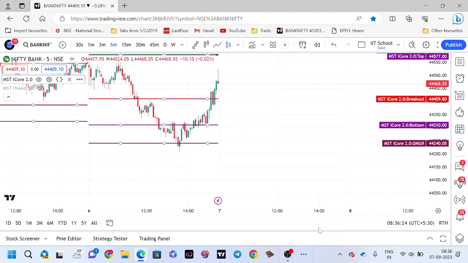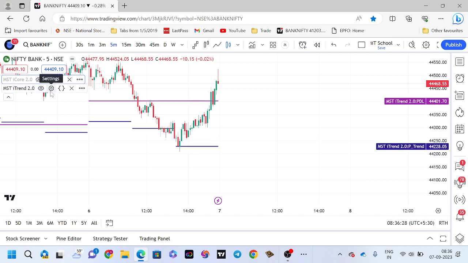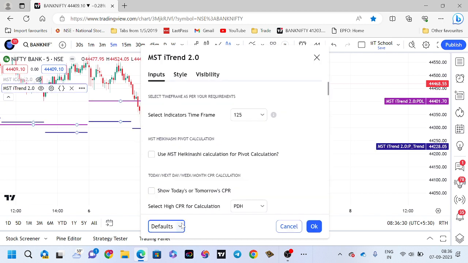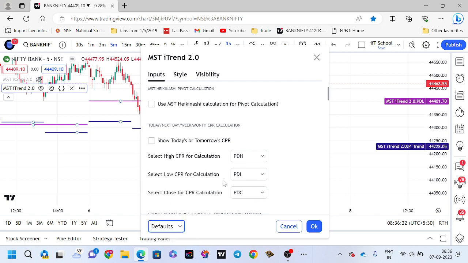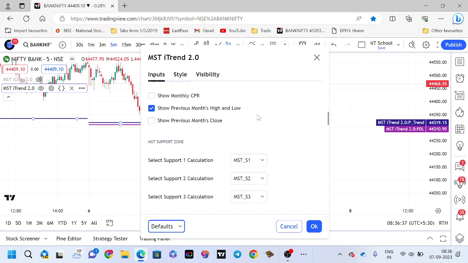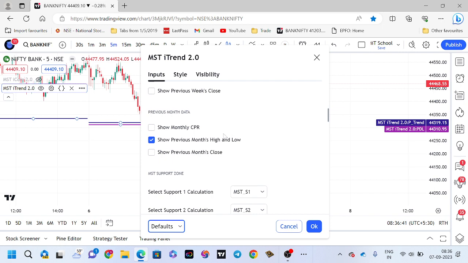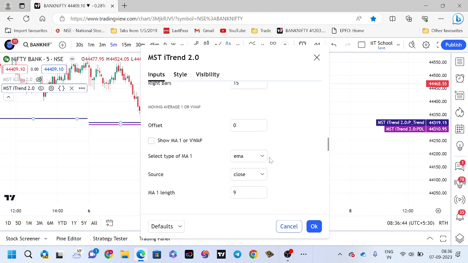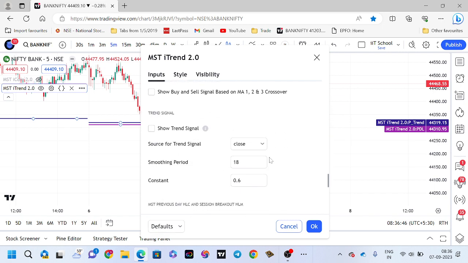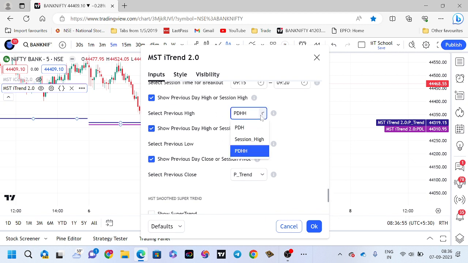And one more thing I will show you, an important point, especially for the Bank Nifty traders. So come to this and keep it in the research settings, and straight away select only previous day high and previous day low. Sorry, not previous month, previous day high and previous day low. Here I have given the option for session time breakout. You can keep any session, as well as I have given the previous day high.